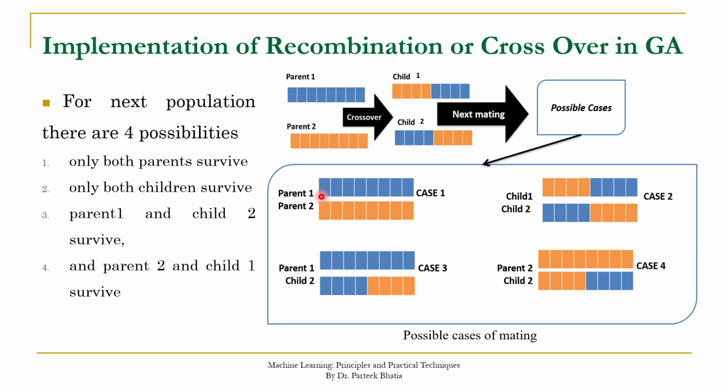So in case 1, both parents go into the next generation while children do not get any chance to survive in this case. In case 2, let's suppose the probability of crossover is quite high, then children will get the chance to go to the next generation, and in case 2 you can see that both children pass to the next generation while parents die just after the process of recombination. In case 3, the possibility is that parent 1 is selected and child 2 is selected, while in fourth possible case child 1 and parent 2 is selected.